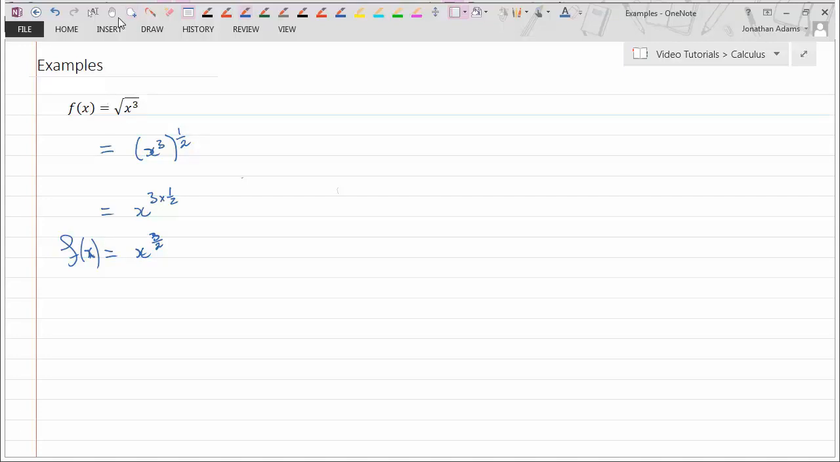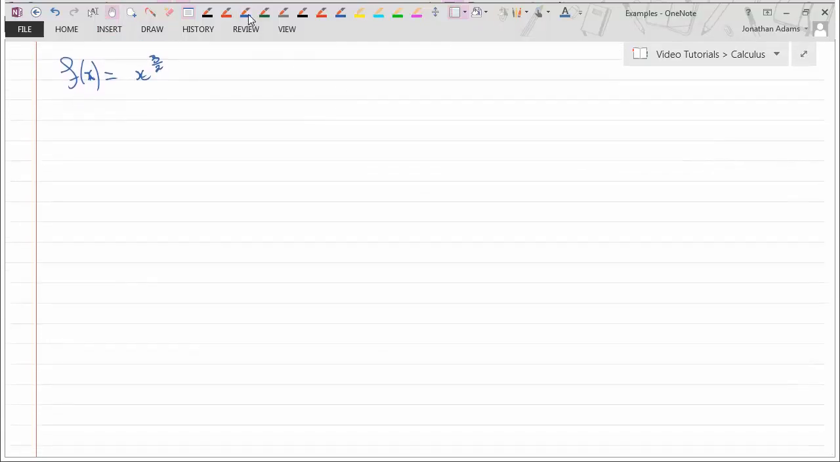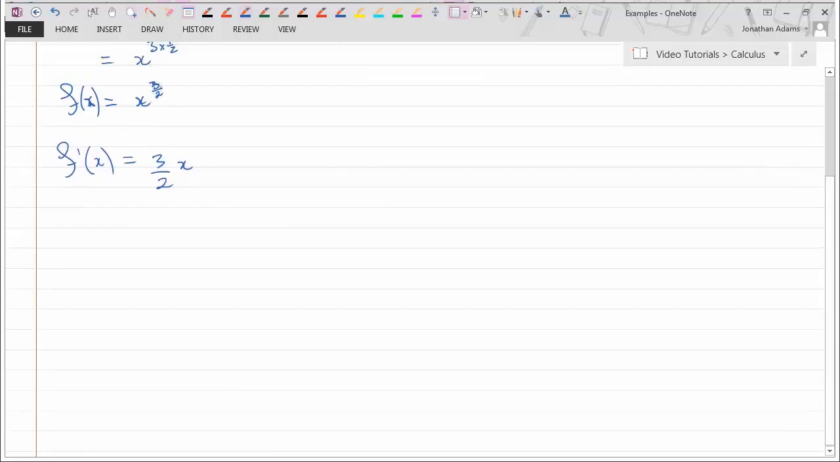And from here, we're able to differentiate. So just as before, finding the first derivative, I can bring that power down the front, and I've got to subtract 1 from this. Now 3 on 2 is the same as 1 and 1/2. 1 and 1/2 take away 1 is just 1/2. And so in fact I'm left with 3 on 2 times x to the 1/2.